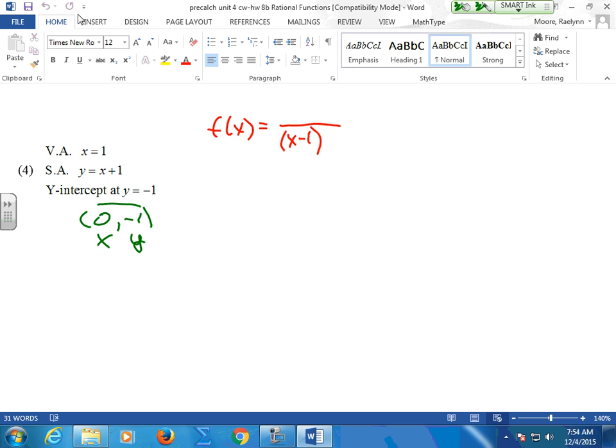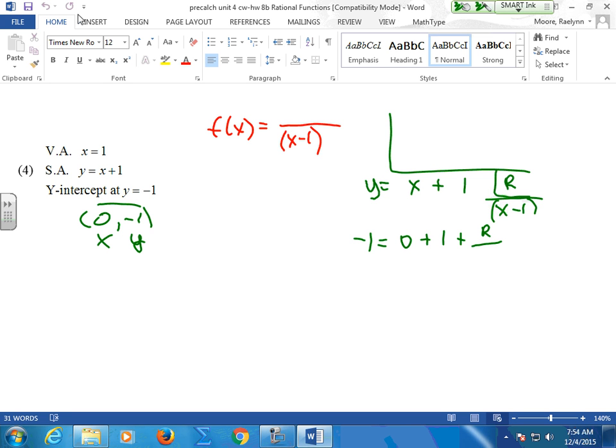I have nothing in my numerator yet. So I'm going to start with my slant asymptote. When we did your slant asymptote, it ended up like this. And I had some kind of remainder here. This remainder went over my denominator. Okay? So if I can get back to my remainder, I should be able to build this equation. You're given one point. When y is -1 this time and x is 0, you're going to find your remainder. The x is over here also.